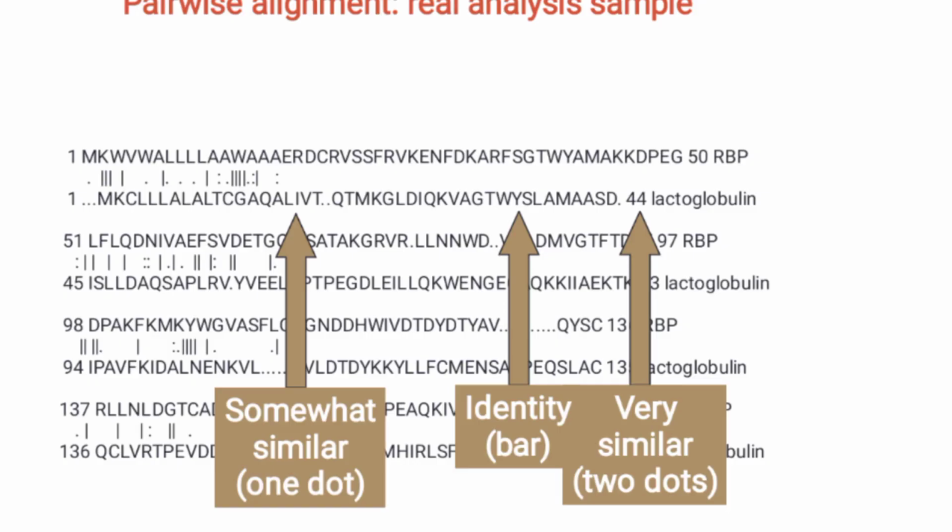Look at the first one here. Based on that, it's supposed to align with M, and M is supposed to have a straight line. K and K are supposed to have a straight line. Okay, so that is about identity, where you have a straight line between the first and the second. That is identity. But where you have just one dot, that's somewhat similar. They are not really similar, but they can still substitute for each other. Where you have two dots, that is the area where they are very similar.